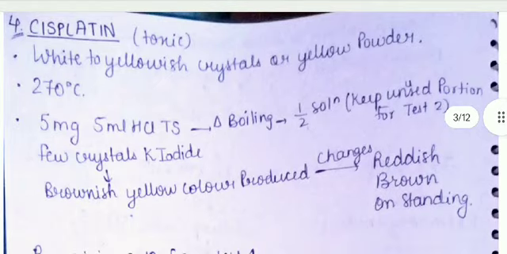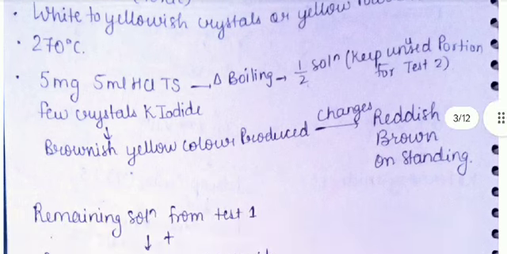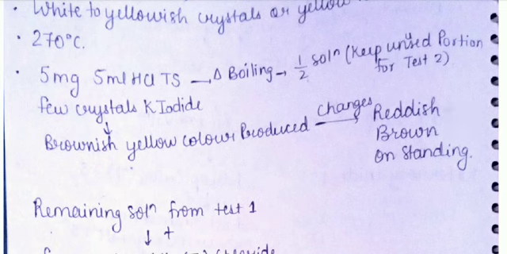Fourth is cisplatin. It is toxic. It is white to yellowish crystal or yellow powder. The melting point is 270 degrees Celsius. In this, 5 ml HCl TS is heated to boiling, and half of the solution is kept unused. Half solution is used first, and half solution is used for the other test.